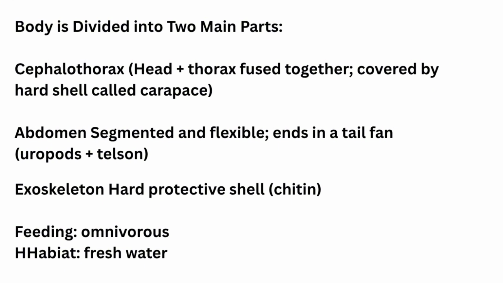We have the cephalothorax, which constitutes the head and the thorax fused together and covered by a hard shell, which we call the carapace. Now, the abdomen is segmented and flexible, and it ends in a tail fan, which is often referred to as the uropods and telson. The uropods and telson fuse together to form the tail fan. Now, it has an exoskeleton, a protective shell, which we call chitin.